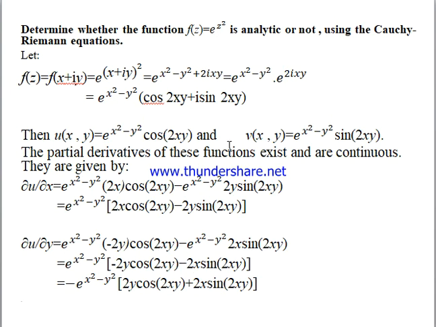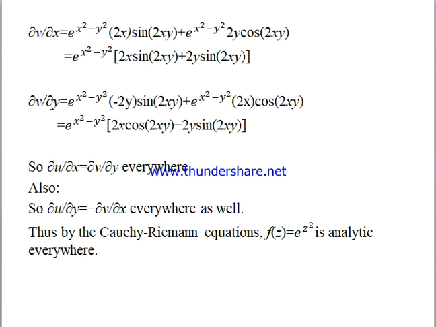Next, going to v. For the v differentiation we can also use the uv form, uv' + vu', and you can write the terms in any order. So the derivative of e^(x² - y²) is e^(x² - y²) into 2x, times sin 2xy, plus e^(x² - y²) into the sine derivative, cos 2xy, into the derivative of 2xy with respect to x, which is 2y. And e^(x² - y²) is common, then write 2x sin 2xy + 2y cos 2xy.